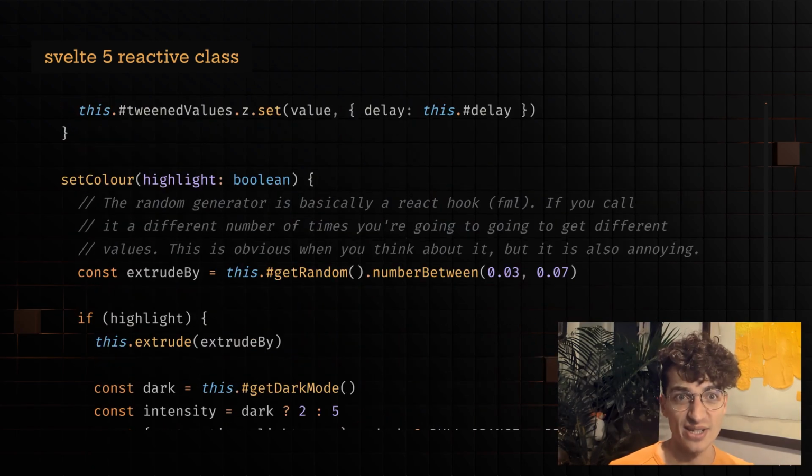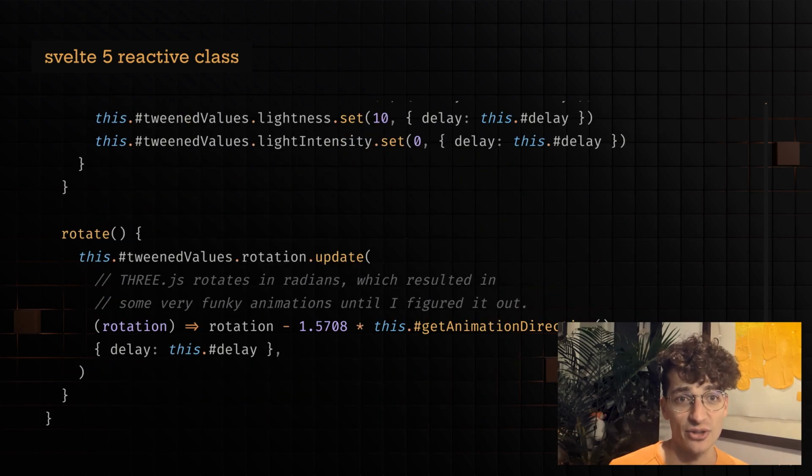Also, fun side note, the random number generator, again, produces predictable numbers in the same order, which means if you don't call it the same number of times, your sequence of numbers is off. And I've basically accidentally recreated a React hook. So if you are implementing something like this, it's a single sequence of numbers that is always going to be the same. You have to call the function the same number of times each render if you want those numbers to be predictable. Anyway, that's our Svelte 5 reactive class.